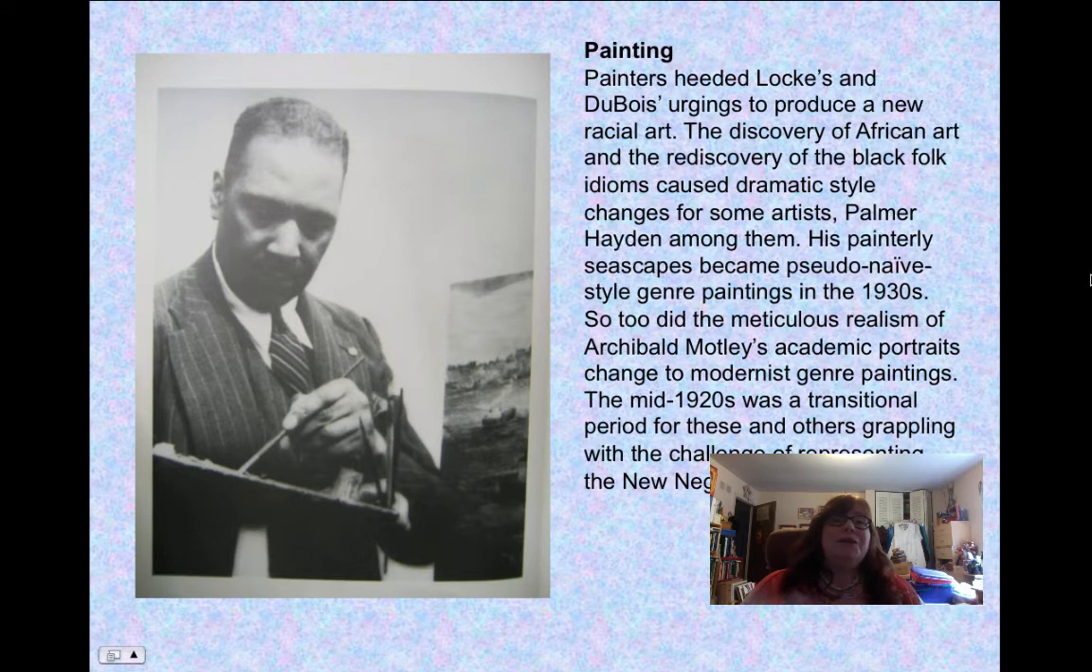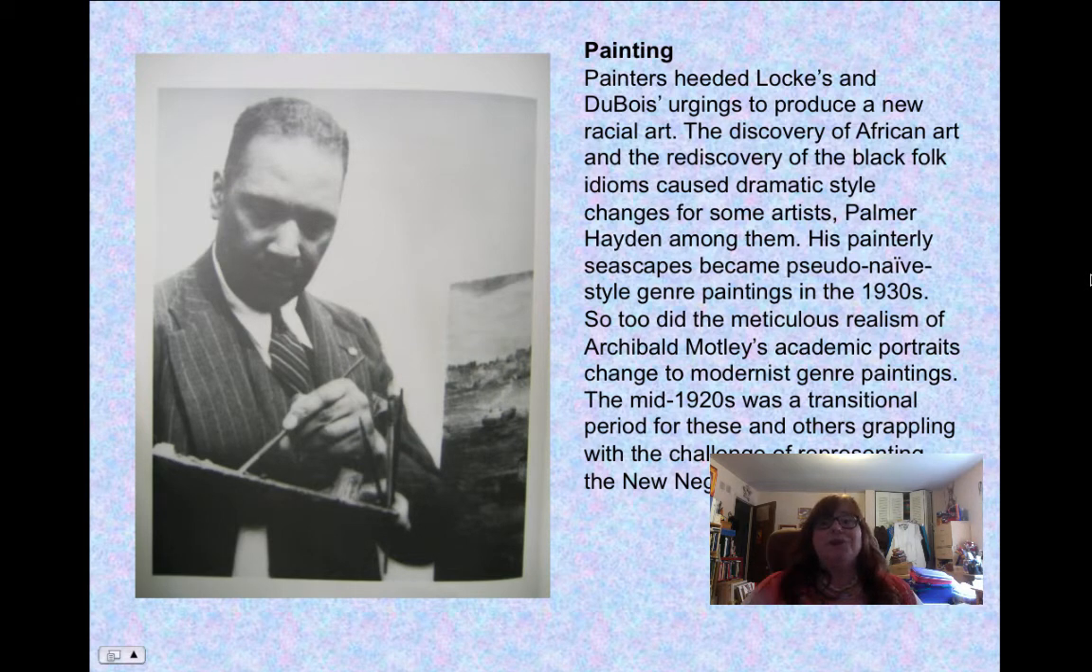And basically, Alain Locke and W.E.B. Du Bois were urging painters to try to create a new racial art, to take their inspiration not from the white traditional art academy, but instead to look to Africa and African life and African American life for their inspiration. So Palmer Hayden became one of them. He started out doing seascapes that became pseudo-naive style genre paintings in the 1930s.